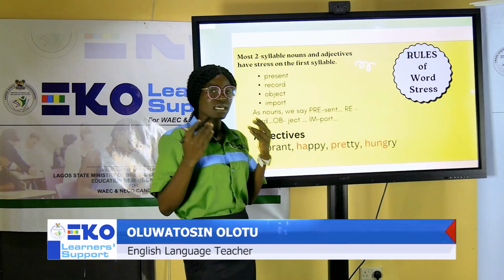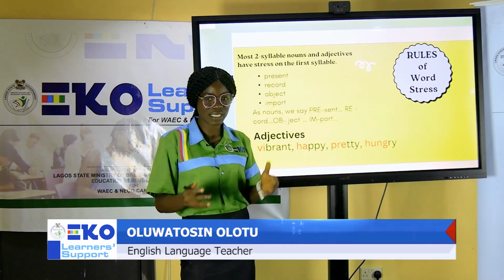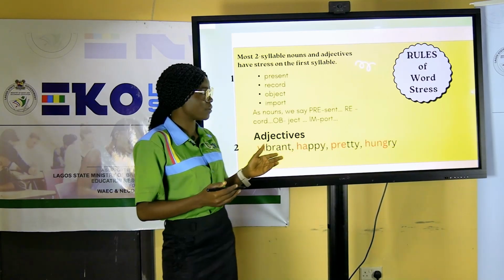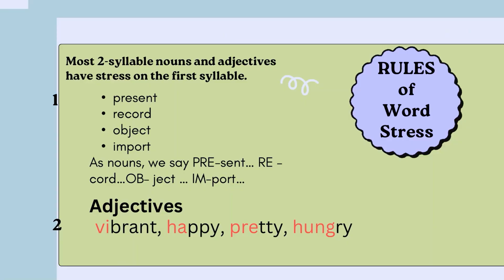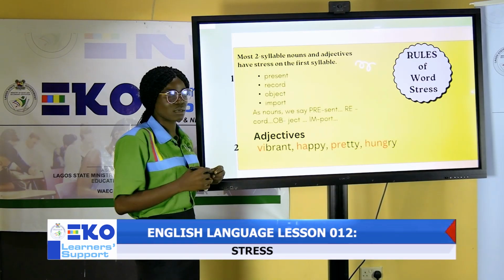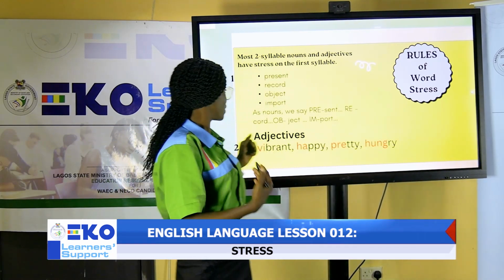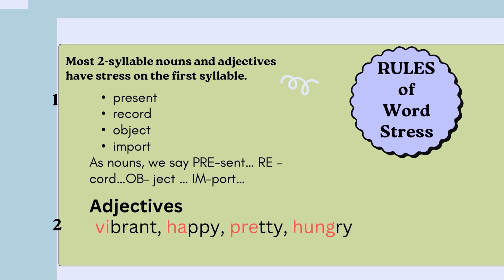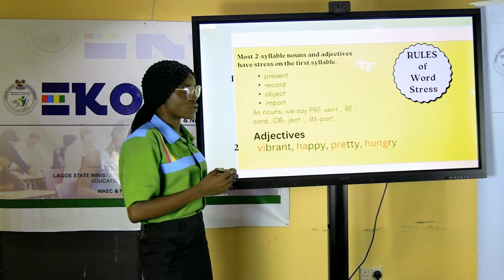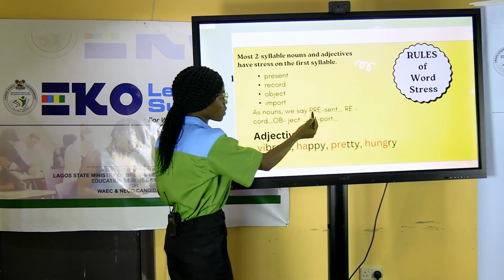Now, there are some rules that will help us to know when and how to stress words in the English language. And I have some of the rules here. The first rule: most 2-syllable nouns and adjectives should be stressed on the first syllable. Look at it. The first 4 words we have here are nouns. We should stress them on the first syllable. So let's pronounce it together.